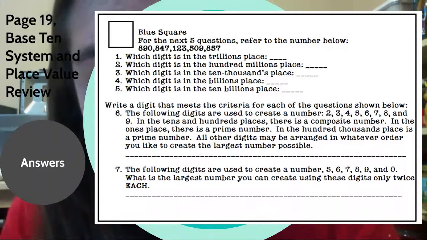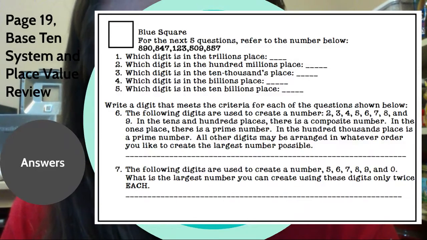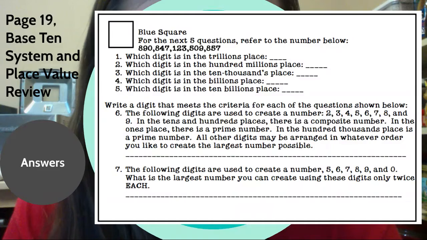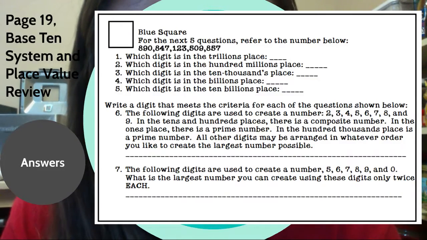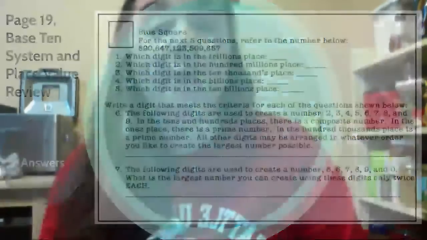The next set says, write a digit that meets the criteria for the questions below. Number 6, the following digits are used to create the number 2, 3, 4, 5, 6, 7, 8, and 9. In the tens and hundreds places, there is a composite number. Ooh, we practice this every day for a really long time, so I hope everybody remembers what a composite number is. But in case you don't, erasing.